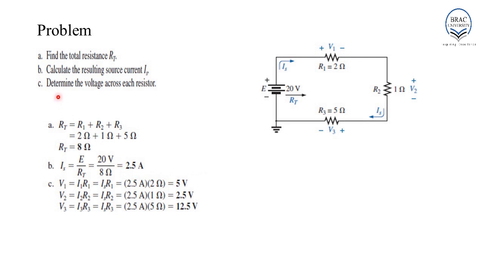The third question says that we have to determine the voltage across each resistor. Well, we know the resistances of each of these resistors. For R1, it's 2 ohm. For R2, it's 1 ohm. And for R3, it is 5 ohm. We also know the current flowing through each of these resistors, which is 2.5 ampere. Thus, we can determine V1, V2 and V3 using Ohm's law, which is I1 R1, I2 R2 and I3 R3 respectively. By substituting the values of I and R, we can determine V1 is equal to 5 volt, V2 is equal to 2.5 volt and V3 equals 12.5 volts.